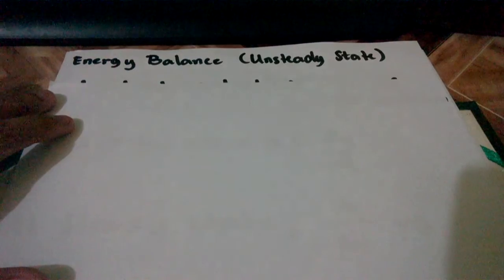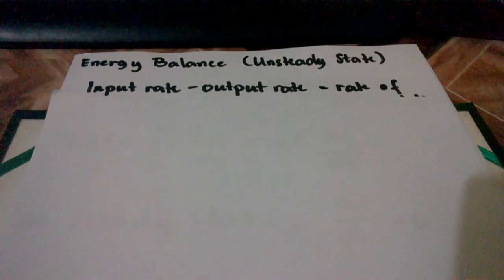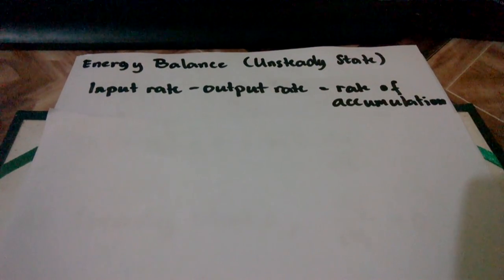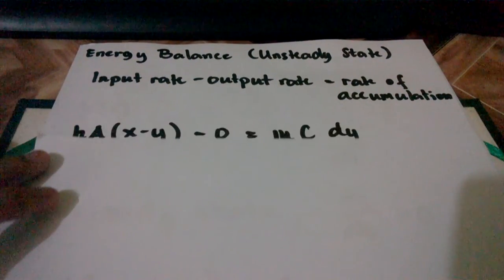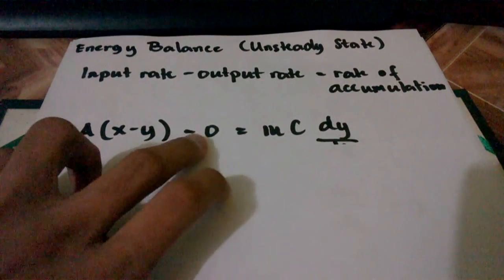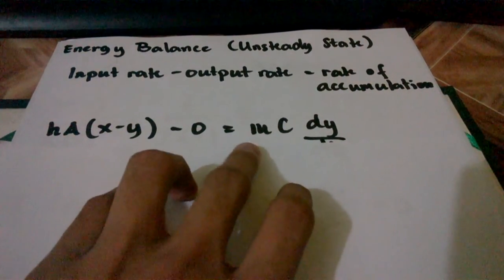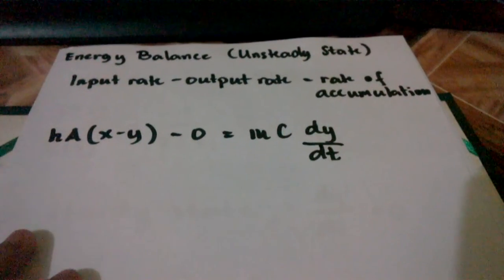In order to get two independent estimates of the thermometer time constant, we first need to make an energy balance to our system. So first we make an unsteady state energy balance. To make an energy balance, we need to find the input rate, the output rate, and also the rate of accumulation. In this case, our input rate is just equal to HA times x minus y. Our output rate is just equal to 0. Our rate of accumulation is just equal to mc dy over dt.